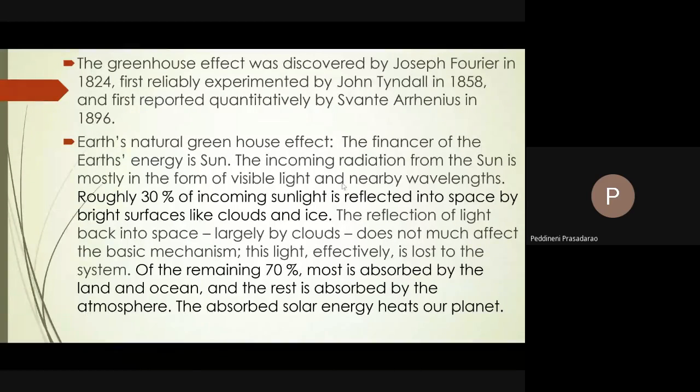And the remaining 70%, which reaches the Earth's surface, is absorbed by the gray body, in the sense the Earth.